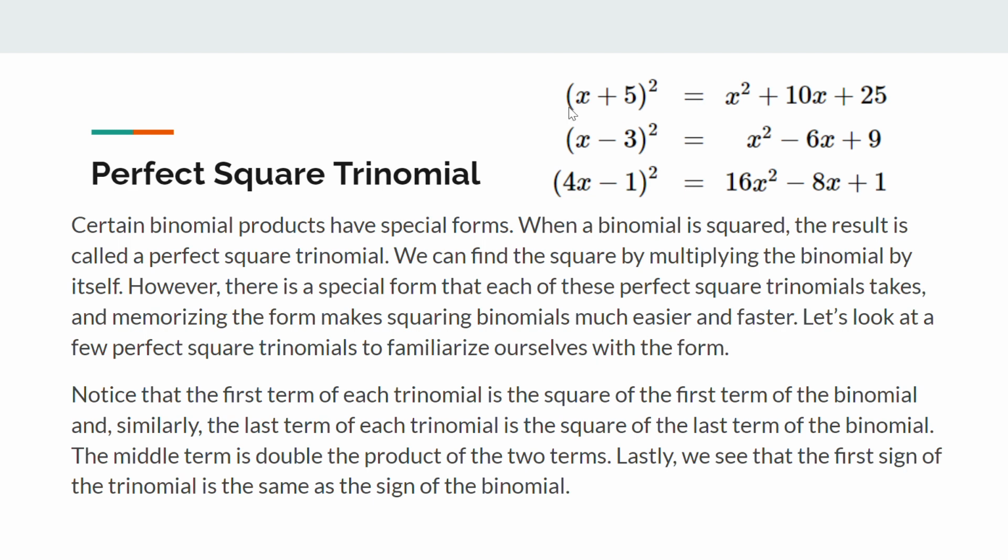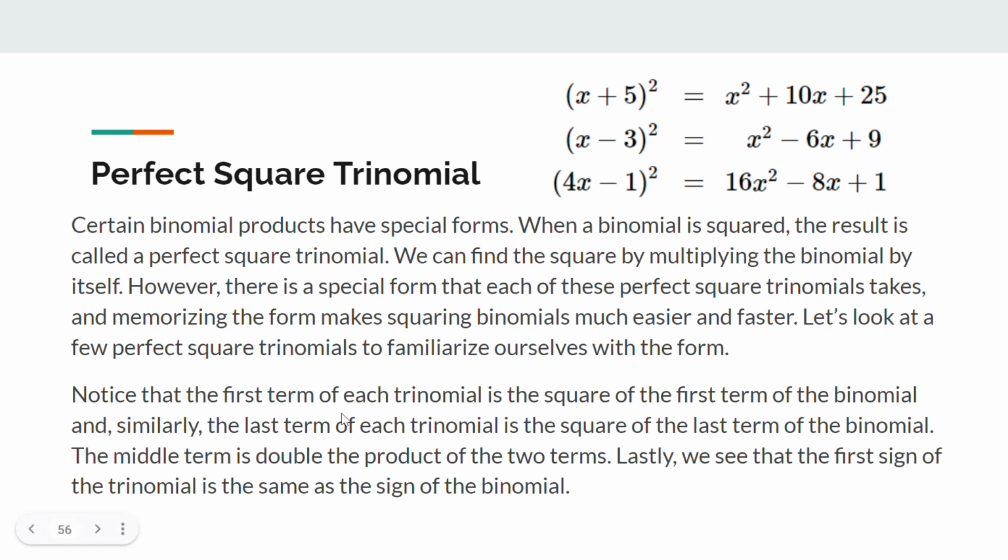So here we have x plus 5 squared. When we multiply that out, we get x squared plus 10x plus 25. For the second one, we get x squared minus 6x plus 9. And for the last one, we get 16x squared minus 8x plus 1.